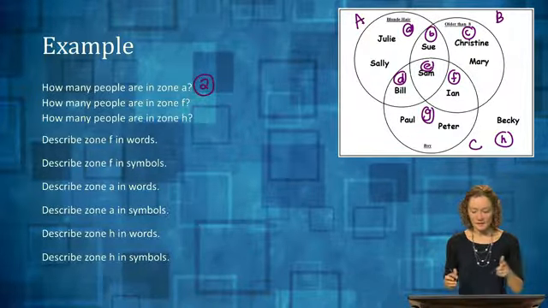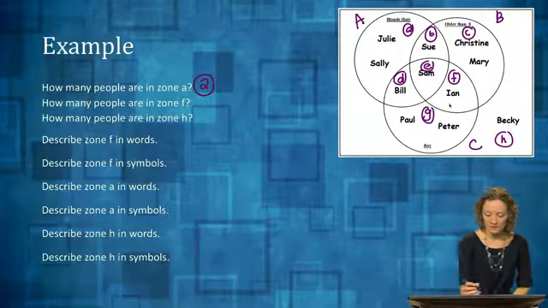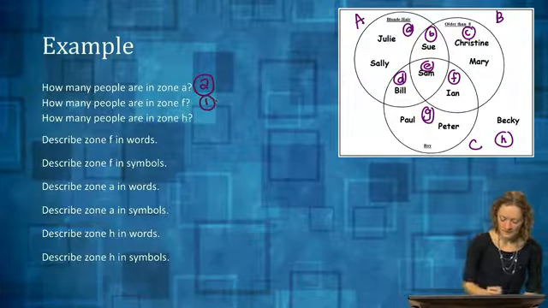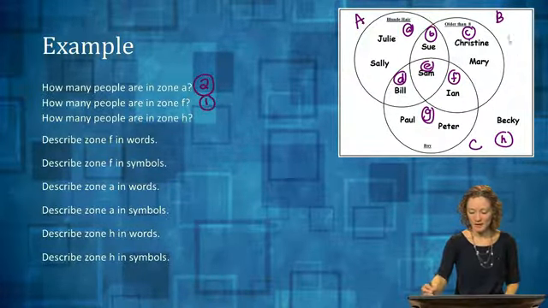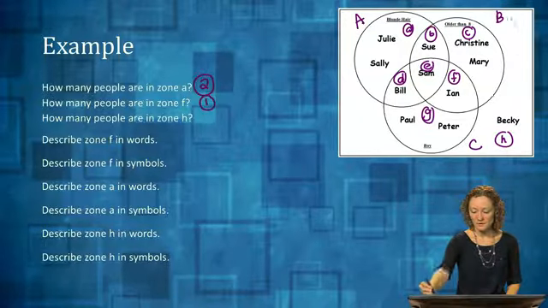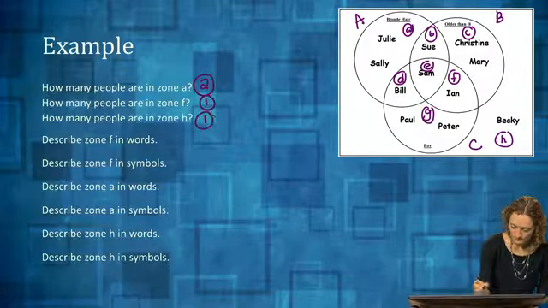Okay, how many people are in zone F? In our case, here's zone F. We have just 1 person. And then how many people are in zone H? Zone H is on the outside here, so it would be anyone that fell outside of any of the circles. Again, we only have 1.